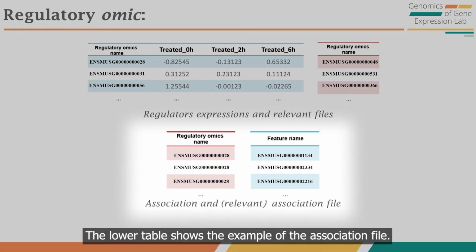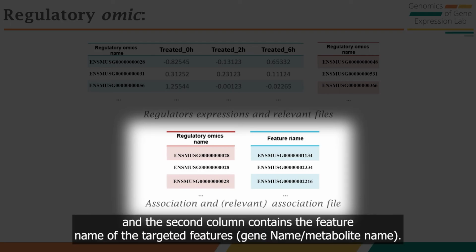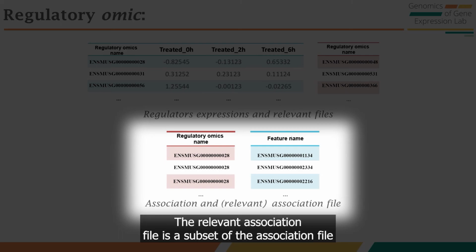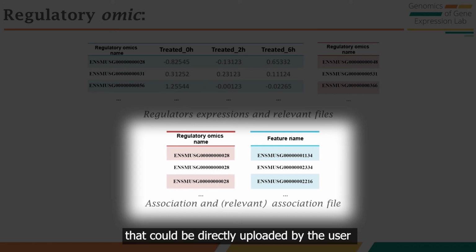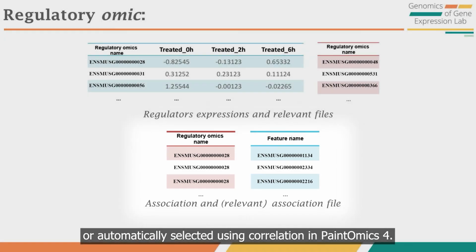The lower table shows an example of the association file. The first column contains the identifier of the regulators, and the second column contains the feature name of the targeted features: gene name, metabolite name. See above the accepted format for the file. The relevant association file is a subset of the association file that could be directly uploaded by the user or automatically selected using correlation in PaintOmics 4.